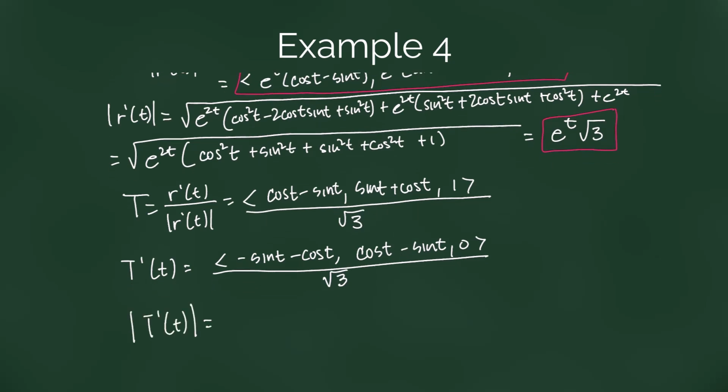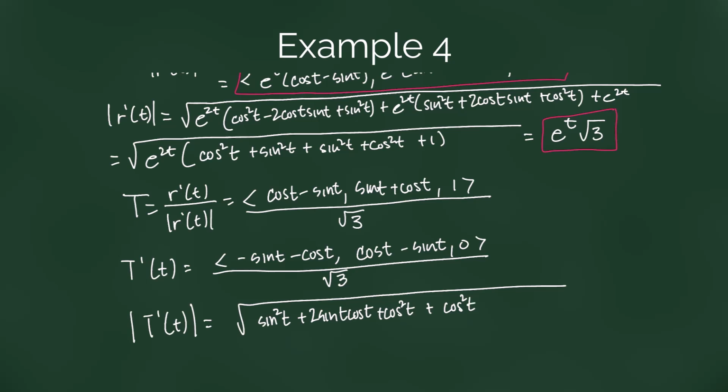is the square root, got another giant square root, of, let's see, squaring this, we get sine squared of t, and then we're going to get plus 2 sine t cosine t, plus cosine squared of t. That's from the x term. The y term is going to give us cosine squared of t minus 2 sine t cosine t plus sine squared of t. And of course, we're dividing each of those by the square root of 3 squared. So this is all still divided by the square root of 3.